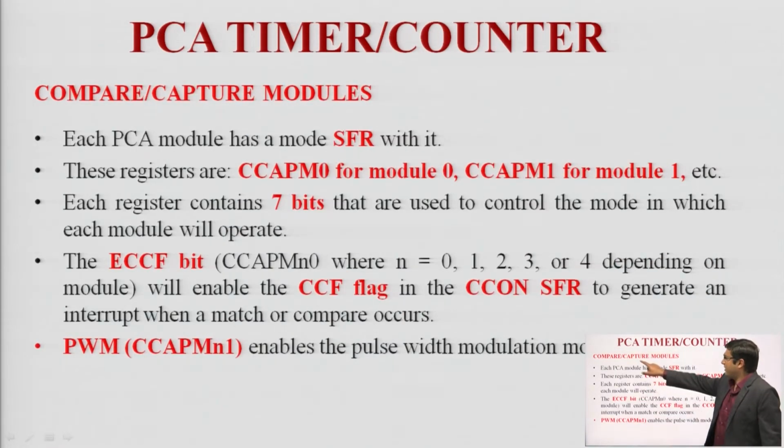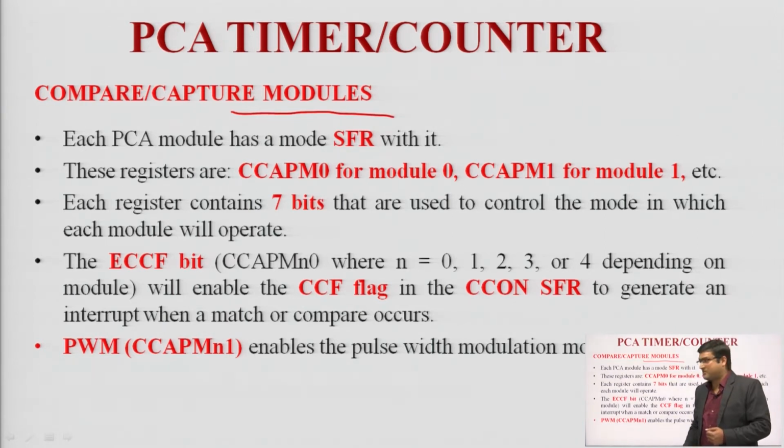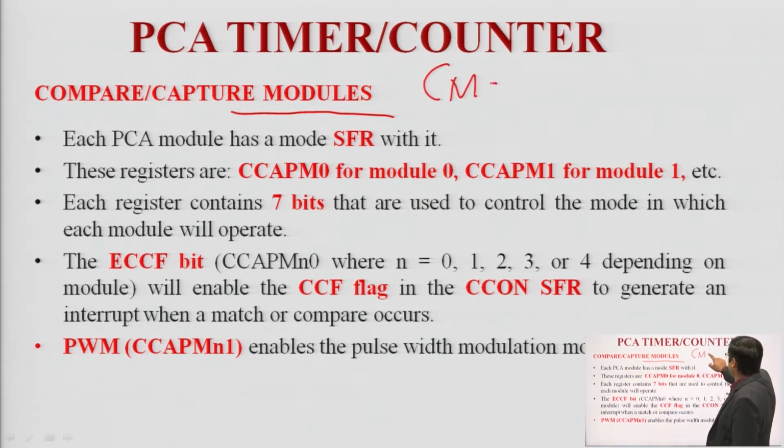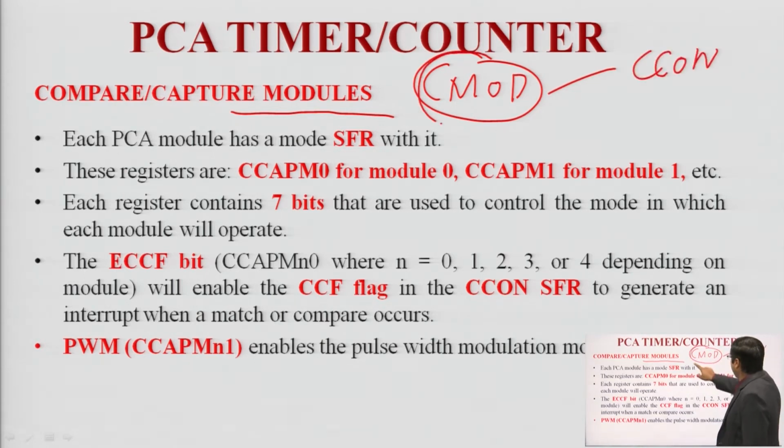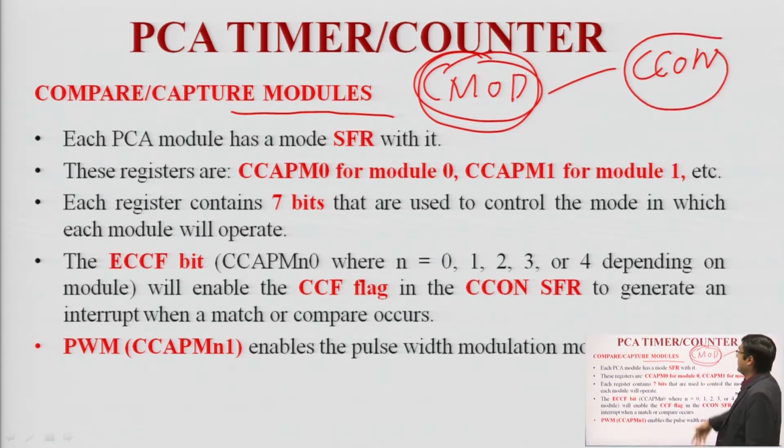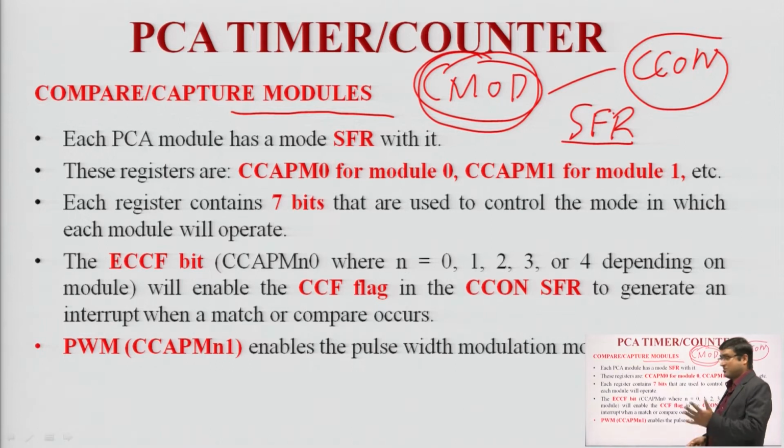After that, we will see what the compare capture modules are. Basically, compare or capture is one of the operational modes of PCA. In addition to the CCON, or CMOD, mode register, in the previous lecture we saw that there are 2 registers associated with the PCA, CMOD and CCON. CMOD is the counter mode register, which sets how the counter has to work, and CCON is used to control the timer operations. These are basically SFRs. SFR means special function register. Each bit associated with CMOD or CCON has some specific function, not a general function. So, each PCA module has a mode SFR associated with it.